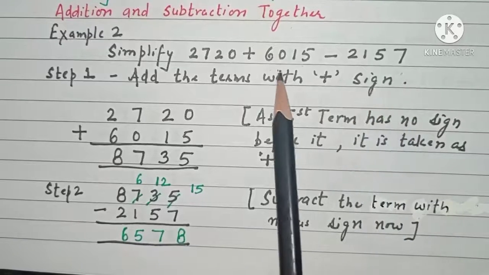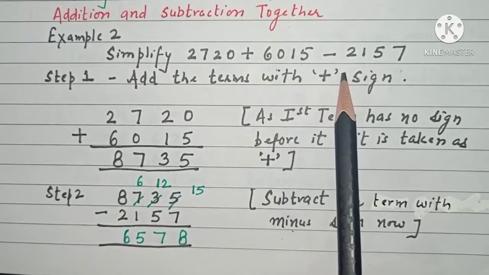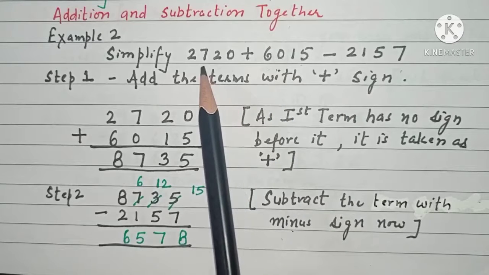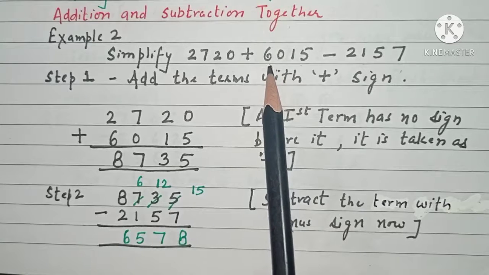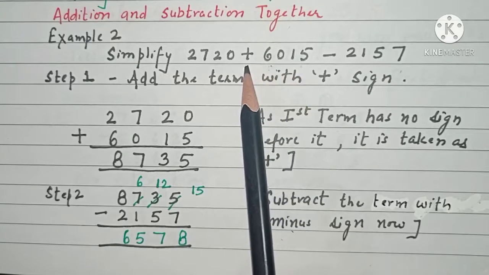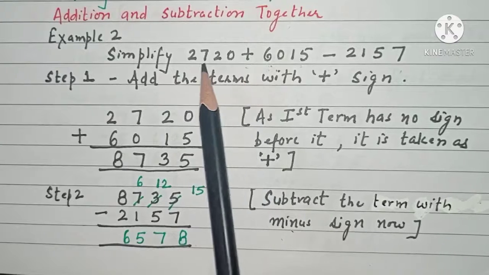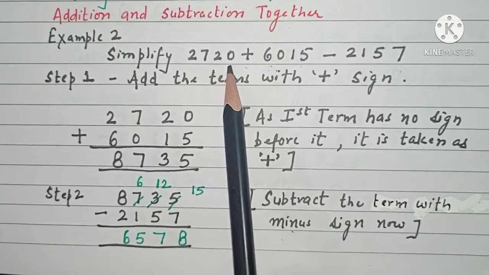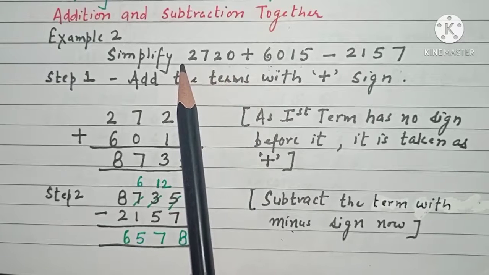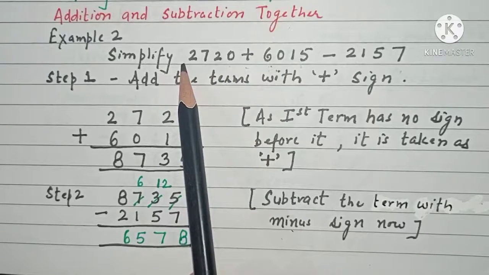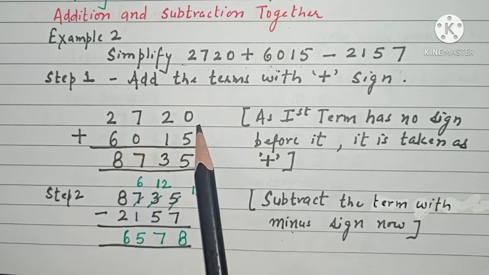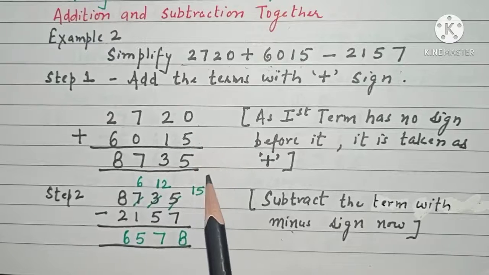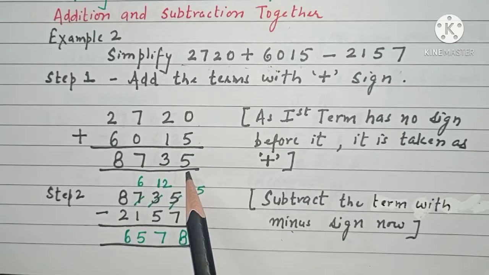Students, here we need to solve this simplify question in two steps. The first step is we have to add the terms with plus sign. Now the term 6015 is having a plus sign before it, and another term 2720 is not having any sign before it, so it will be taken as plus sign. So now, as per this example, we'll be adding 2720 and 6015, and the answer comes out to be 8735. This is step 1.